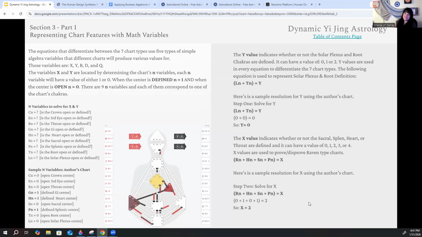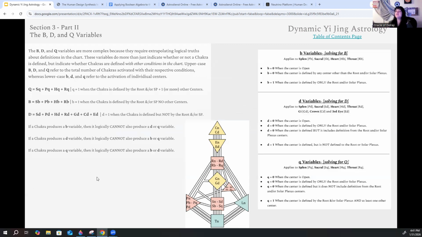Unfortunately, with the rest of the 5 types, it goes beyond X and Y to figure out what type they are. So there are also B, D, and Q variables, which are kind of representing truths about a chart: yes, no truths. The B variable looks for rave connections. So B is 1 when a center is defined by the root or solar plexus, and only defined by one of those 2 chakras. That will create a B of 1.